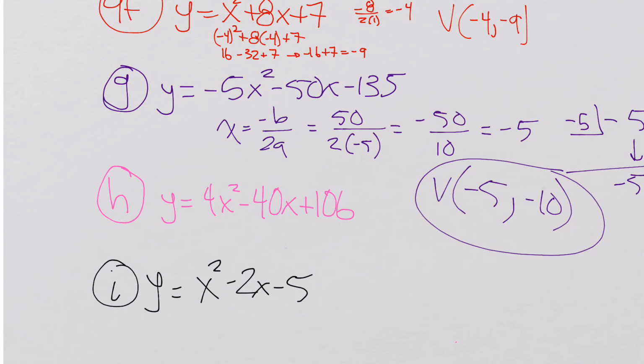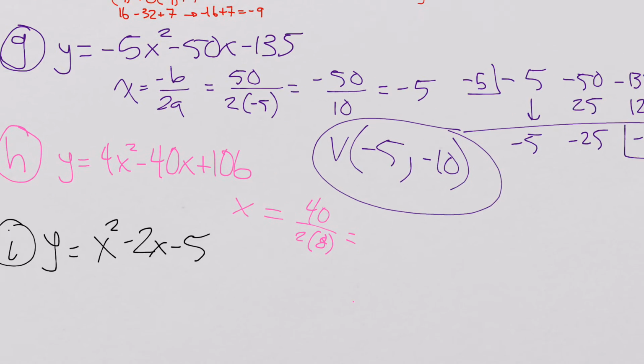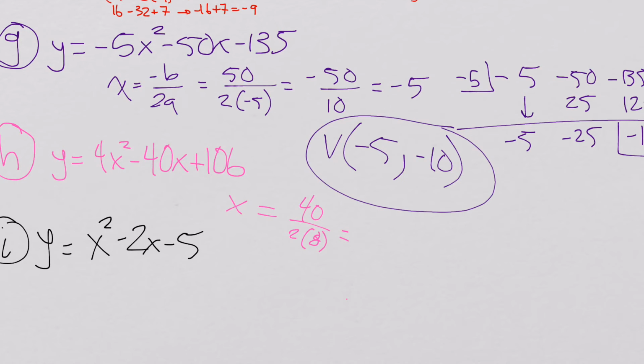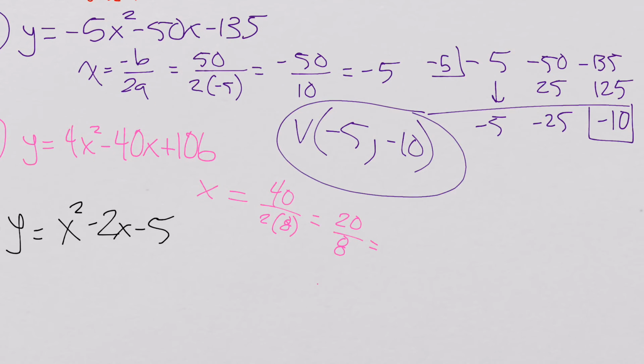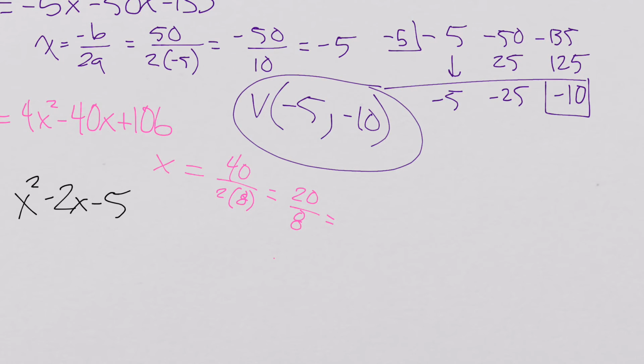Let's go ahead and do the same thing with H. I'll use x equals negative b, so that will give me a positive 40 divided by 2a, so 2 times 8 right there. And let's go ahead and figure out what this number is. Well, 40 divided by 2 is 20, so I'm left with 20 over 8. Both of these numbers are divisible by 4. 20 divided by 4 is 5. 8 divided by 4 is 2, so I get 5 halves.